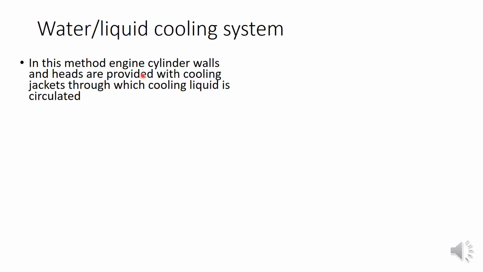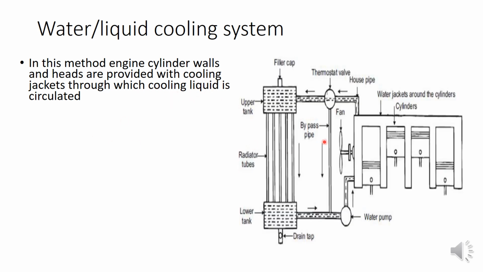So we will discuss the water cooling system. In this method, the engine cylinder walls and heads are provided with cooling jackets. If we have a 4-cylinder engine, we will have 4 cooling jackets. If it is a 2-cylinder engine, we will have 2 cooling jackets. The cooling jacket is nothing but a passage through which the water is circulated around the cylinder walls and head.